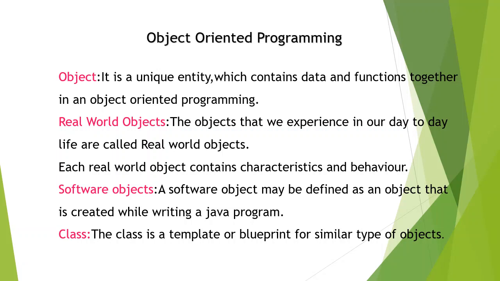Next, object-oriented programming. Before going to object-oriented programming, first we will know the definitions of object. What is an object? What is a real-world object? What is a software object? And what is a class? Object. What is an object? It is a unique entity which contains data and functions together. It is known as object-oriented programming.